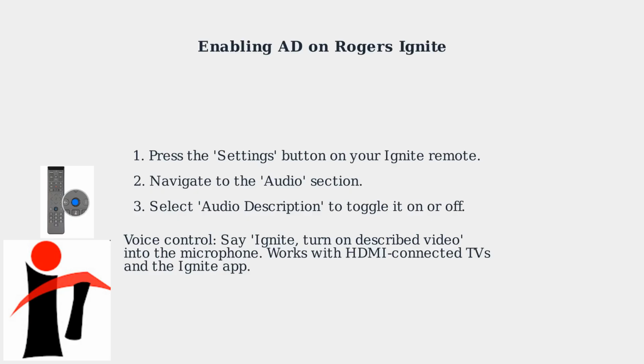For Rogers Ignite in Canada, to turn AD on or off, first, press the Settings button on your Ignite remote. Second, navigate to the Audio section. Third, select Audio Description to toggle it on or off.